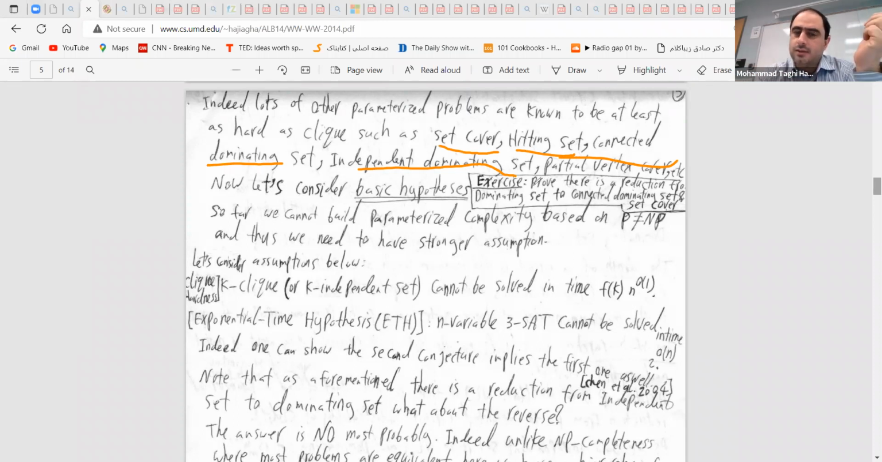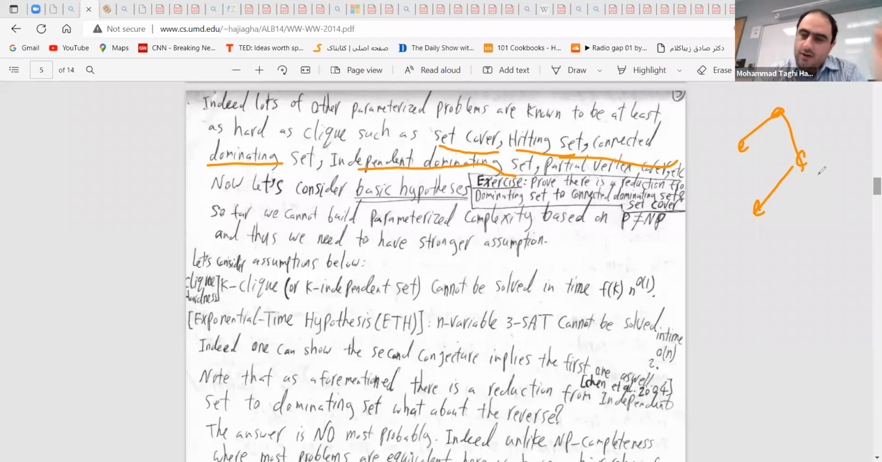So this is a good exercise. Prove that there is a reduction from dominating set to connected dominating set and set cover. What is the connected dominating set? These vertices that you are selecting in the graph should form a connected graph, all of them should be connected as well in the original graph. If you consider these vertices that you have selected for your dominating set, there should be a set of edges in between in the original graph such that the whole thing becomes a connected graph. This is a connected dominating set.